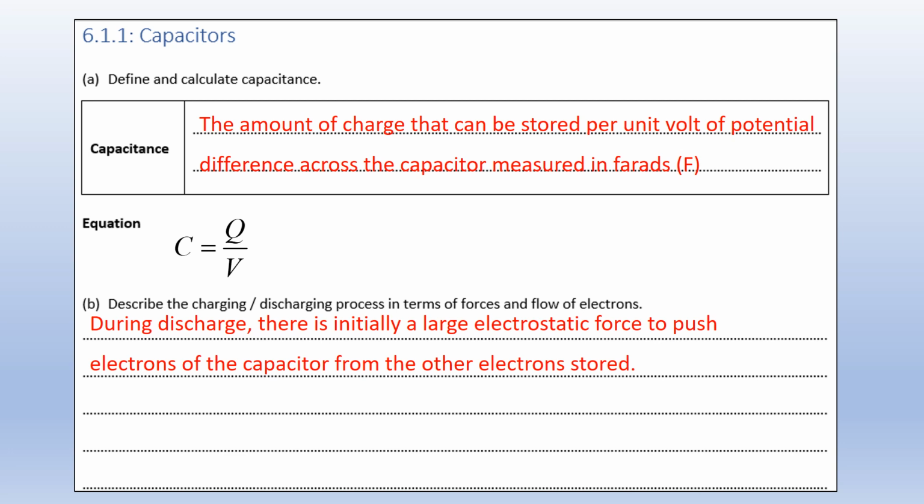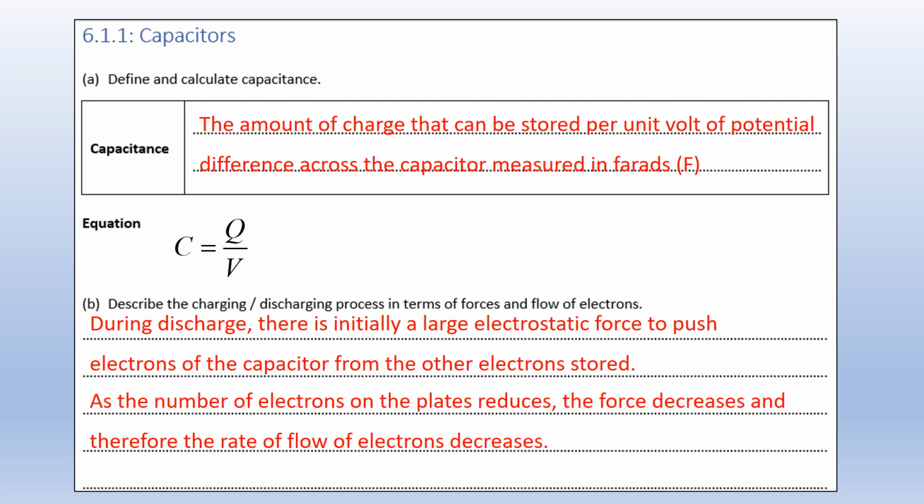During discharge, there is initially a large electrostatic force to push electrons off the capacitor, and that force comes from the other electrons that you've stored on the capacitor. And as the number of electrons on the plates reduces, the force is going to decrease, and therefore the rate at which the electrons flow around your circuit decreases. So during both charging and discharging, we get a decreasing current over time.